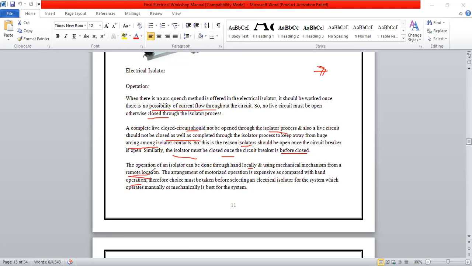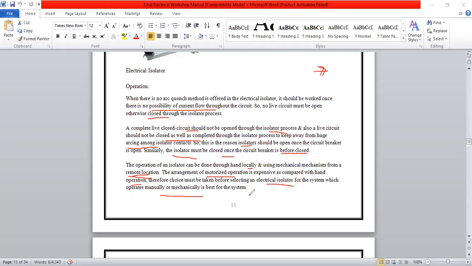म्हणजे रिमोट लोकेशन वरून पण करू शकतो, that is automatically by using a motorized operation, but it is expensive as compared to that of hand operation. Therefore the choice must be taken before selecting an electrical isolator. So before selecting an electrical isolator, the choice must be taken about which type of isolator is best for the system, whether it operates manually or mechanically.